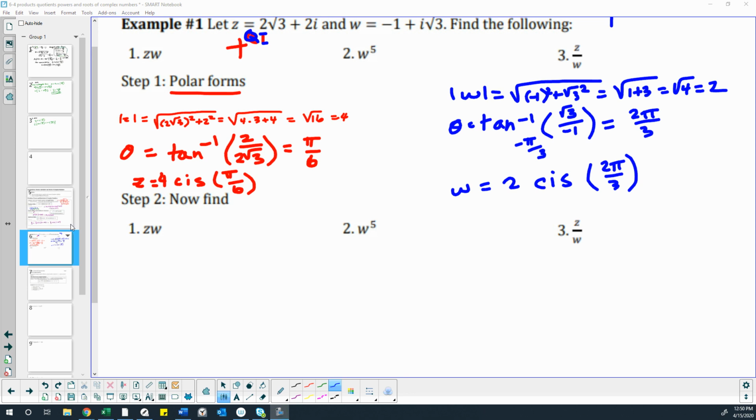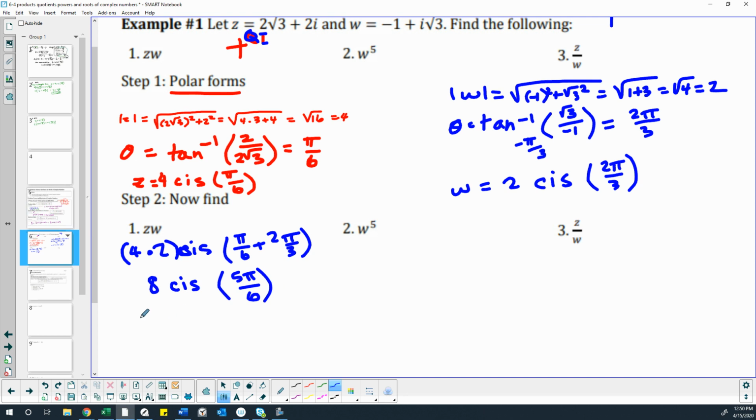So z times w would be 4 from this one times 2 from that one, and then that times cosine plus i sine of pi over 6 plus 2 pi over 3. So that would be 8 times cosine plus i sine. Let's get a common denominator here, so that would be 4 pi over 6. So pi over 6 plus 4 pi over 6 would be 5 pi over 6. And there's our answer in polar form.